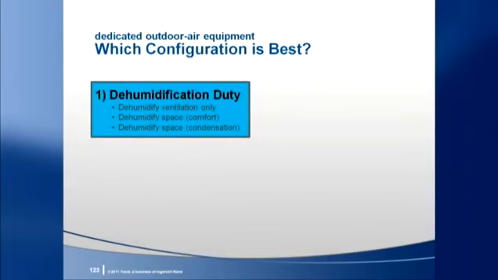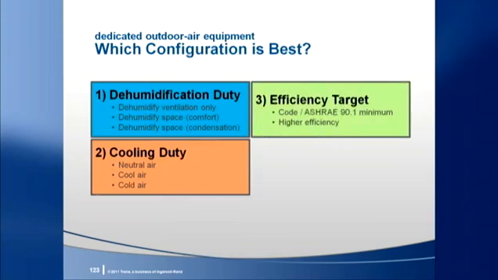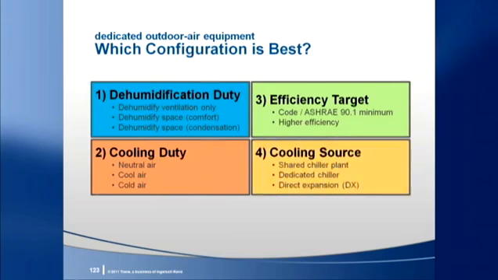Remember, it all starts with determining what leaving air dew point is required. Do you need just to remove the ventilation load, or do you want to also remove the space latent load? Can you take advantage of the cold, dehumidified air to remove some of the space-sensible cooling load, or do you want the air reheated to neutral? Do you just want to meet code, or are you striving for higher levels of efficiency? And finally, what cooling sources are available on the project? Do you have a central plant? Can you install a dedicated chiller, or will DX equipment be used?